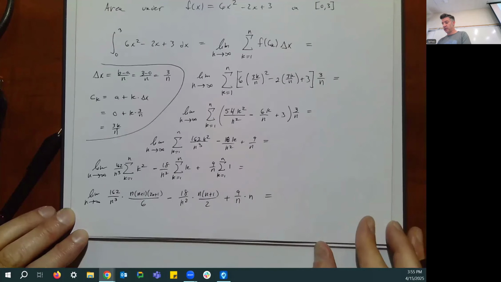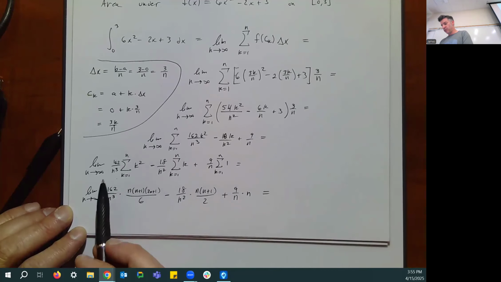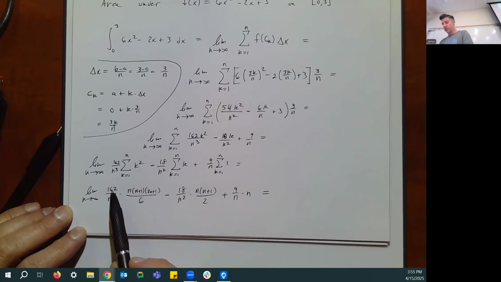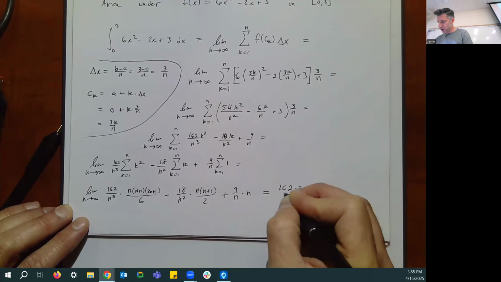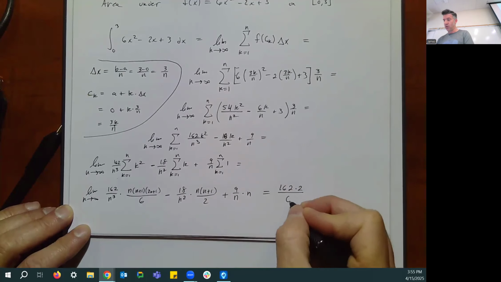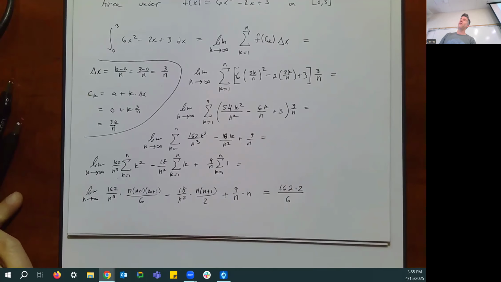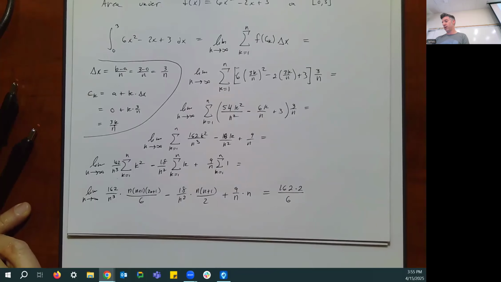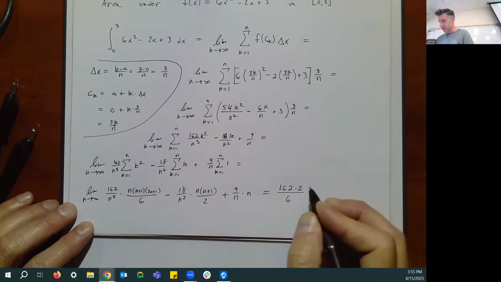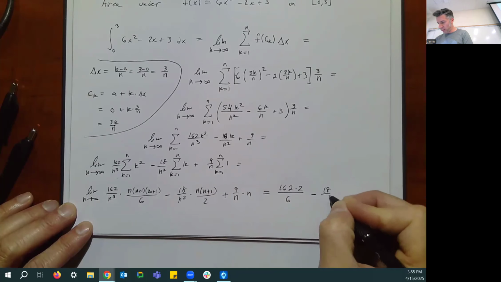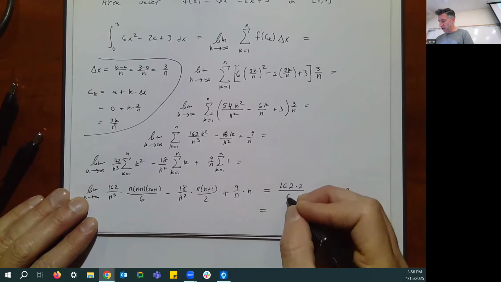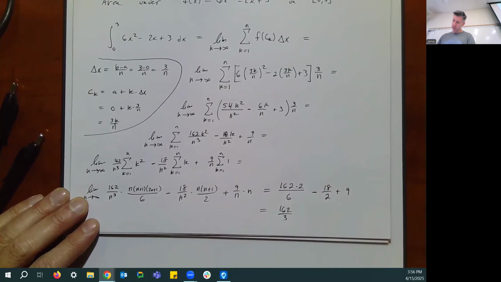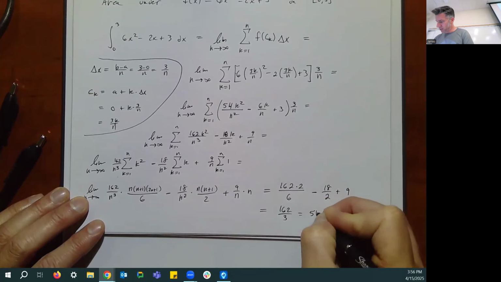And then we're going to go straight to the answer. In this expression, the leading term on top would be 162 times 2n cubed, and the leading term on the bottom would be 6n cubed. So the quotient of the leading coefficients is 162 times 2 over 6, minus 18 over 2, plus 9. Those cancel, so we're left with whatever 162 divided by 3 is, which is what? 54. Which I hope is right.